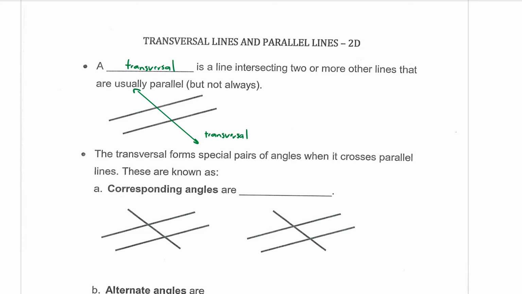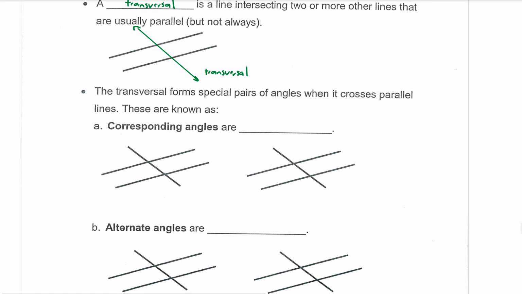And because of that transversal, we get all sorts of angles that are formed around there. Okay, so we're going to look at the names. The transversal forms special pairs of angles when it crosses the lines. These are known as, the first type is corresponding angles. And these angles are always equal.